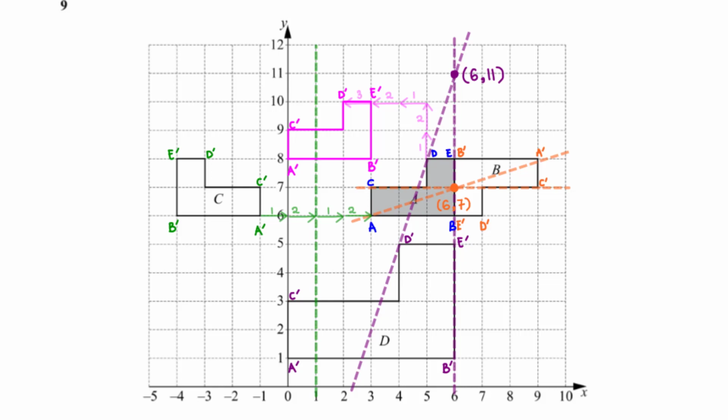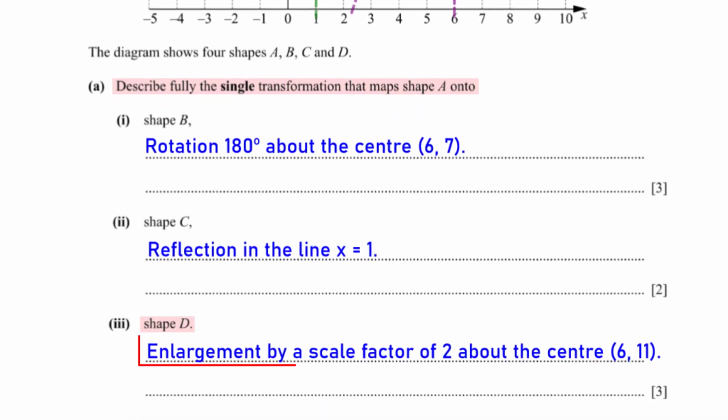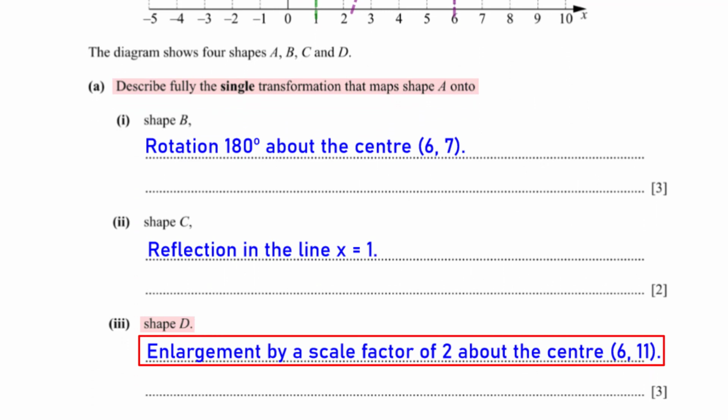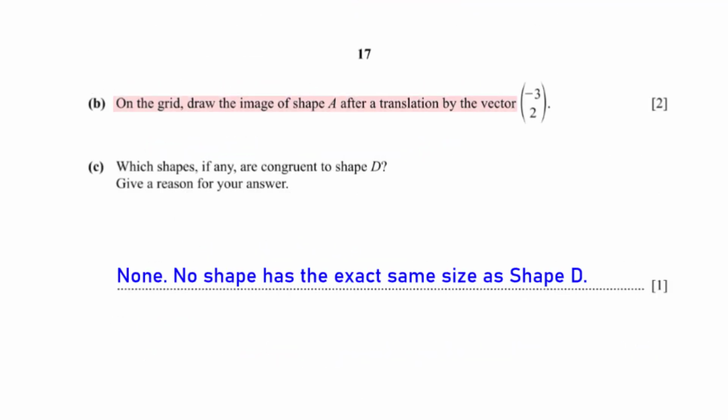Now we need to find the center of enlargement. To get the center of enlargement, all we need to do is connect at least two corresponding points on both shapes and find their intersection point. When we do this, we get the center of enlargement as (6, 11). And so the full description for the transformation will be enlargement by a scale factor of 2 about the center (6, 11). On the grid, draw the image of shape A after a translation by the vector (-3, 2).